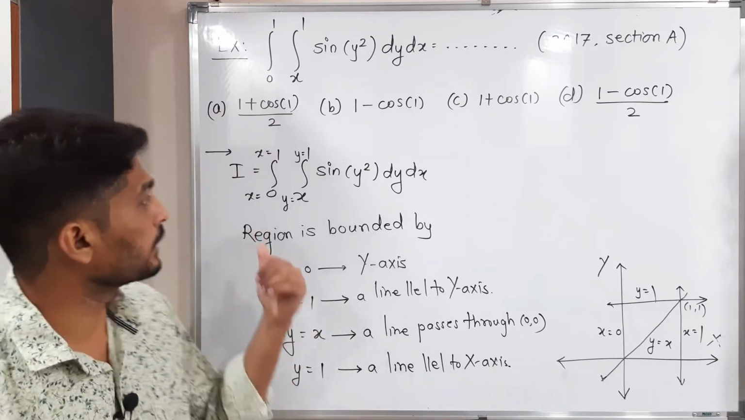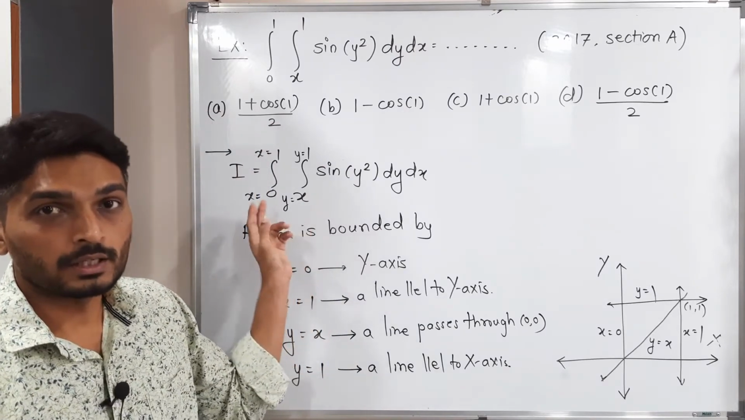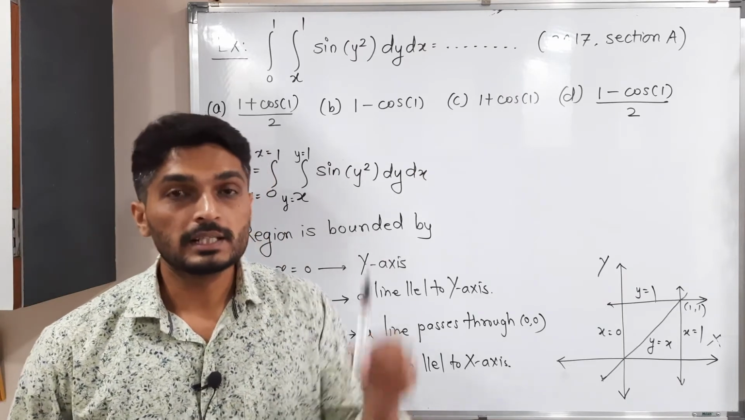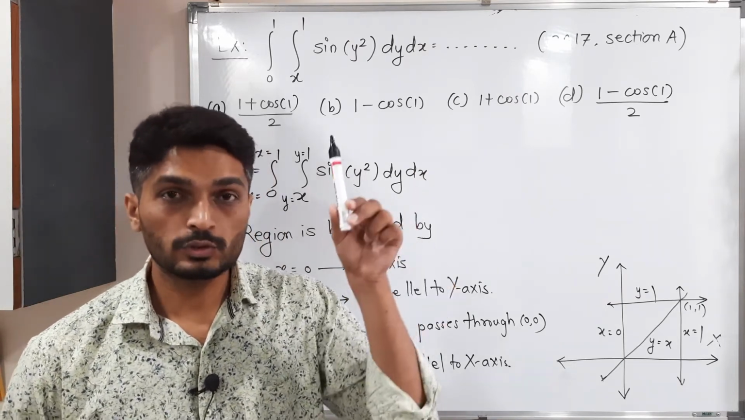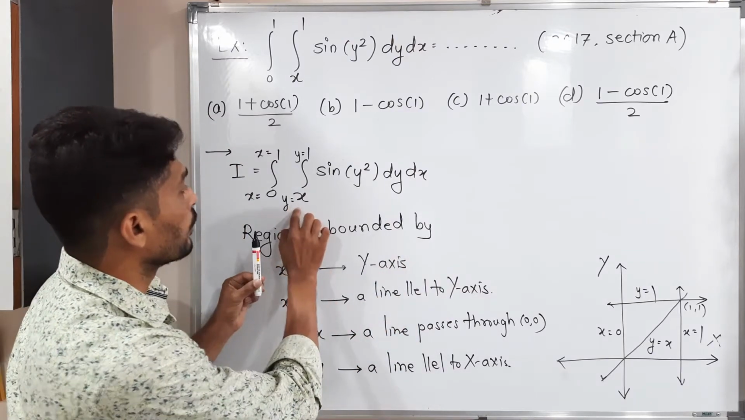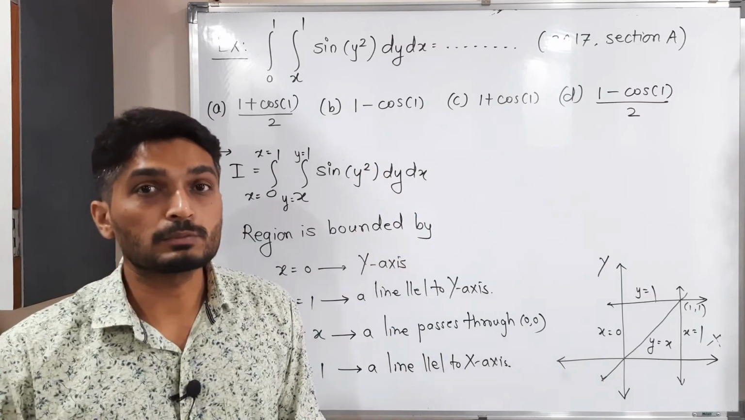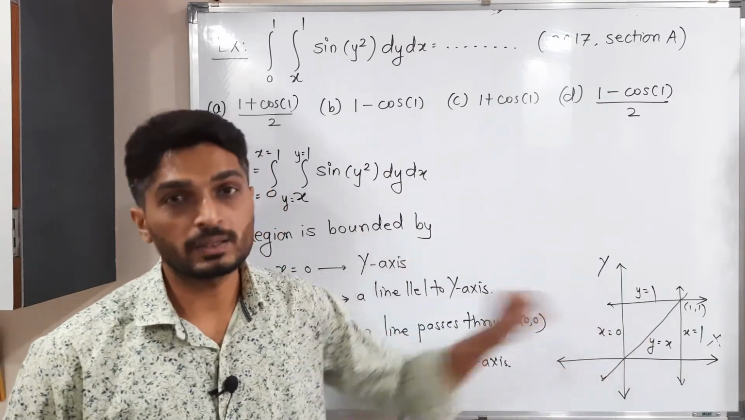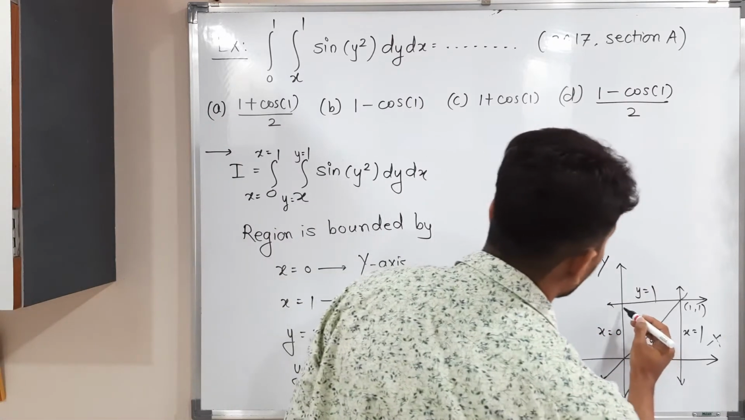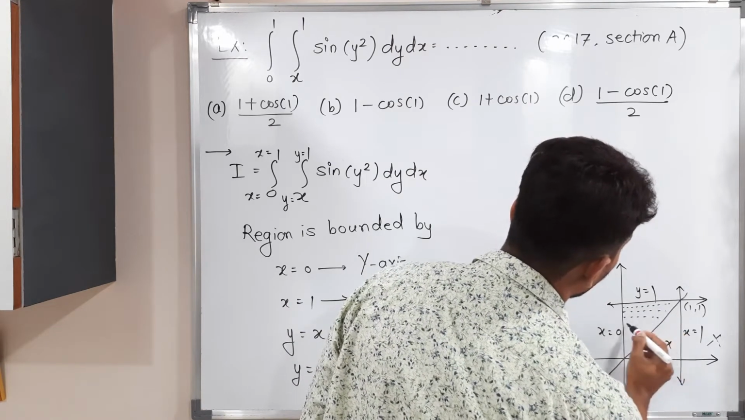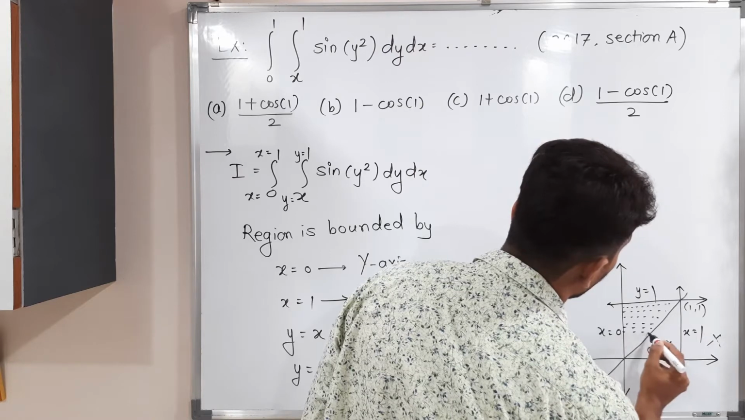So maybe you will get confused about what the actual region of integration is. Let us come back to the integral here. The inner integration is with respect to y. That means the given strip is parallel to the y-axis. That strip is bounded below by y is equal to x. That means the region is above this line y is equal to x. So therefore I can say this is the region of integration. Let me draw it properly.